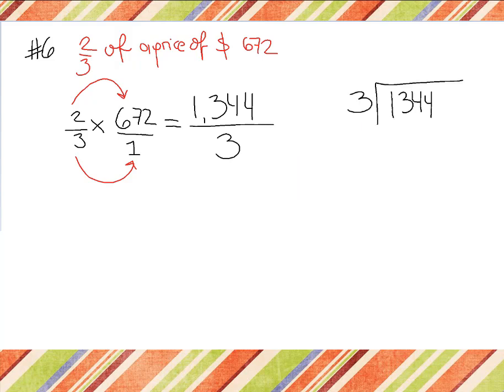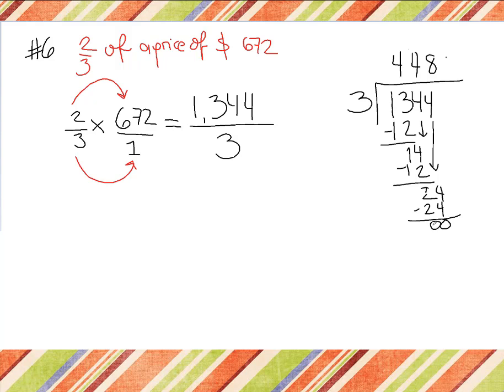How many times is 3 in 13? 4 times. 4 times 3 is 12. So subtract, 1. This coming down, I have 14. How many times is 3 in 14? 4 times. 4 times 3 is 12. Subtract, 2. And this is coming down. Now you have 24. How many times is 3 in 24? 8 times. 8 times 3 is 24. Subtract, 0. Okay, that is your answer.